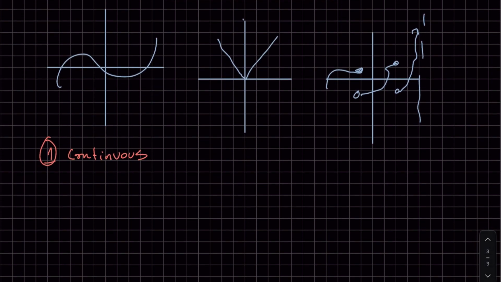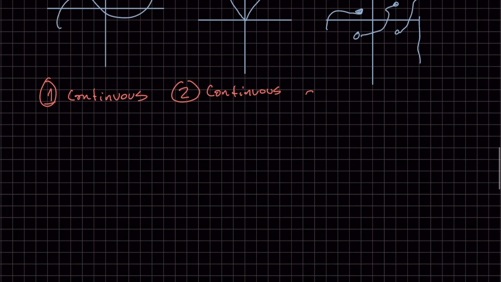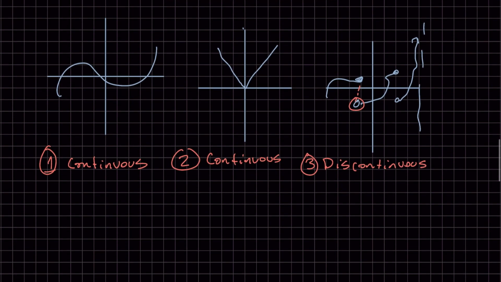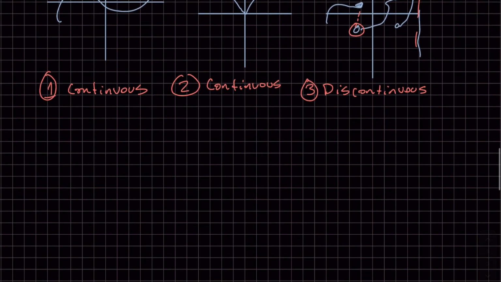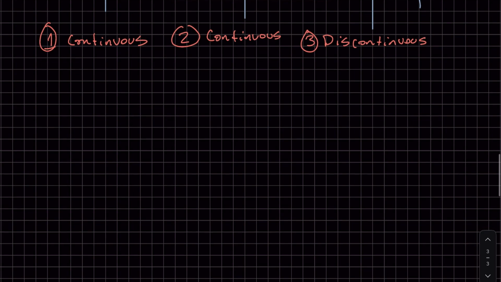Is this second one continuous? That's correct, it is continuous. For those math nerds who already know calculus, it is not differentiable, but it is continuous. This third one, is it continuous or discontinuous? Right, obviously it is discontinuous. We have obvious jumps, obvious holes, a vertical asymptote, right? It violates every rule on the planet Earth. So let's take a look, right?